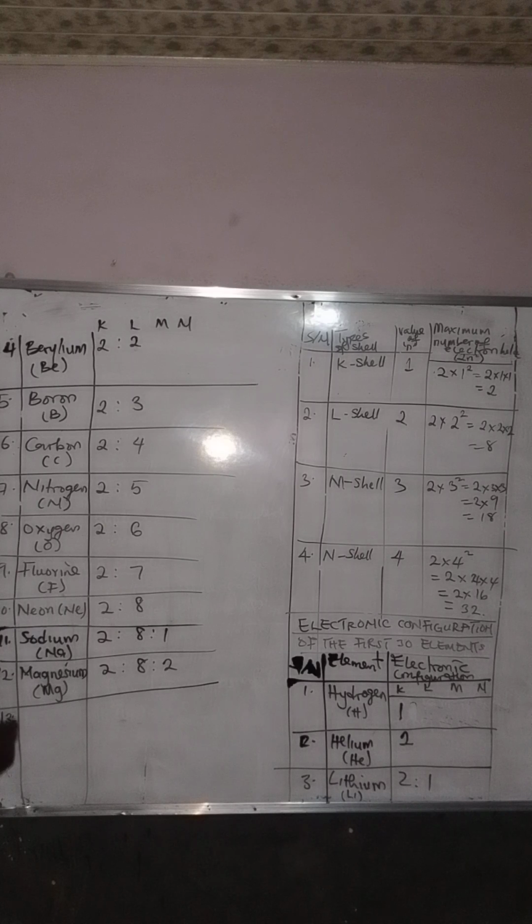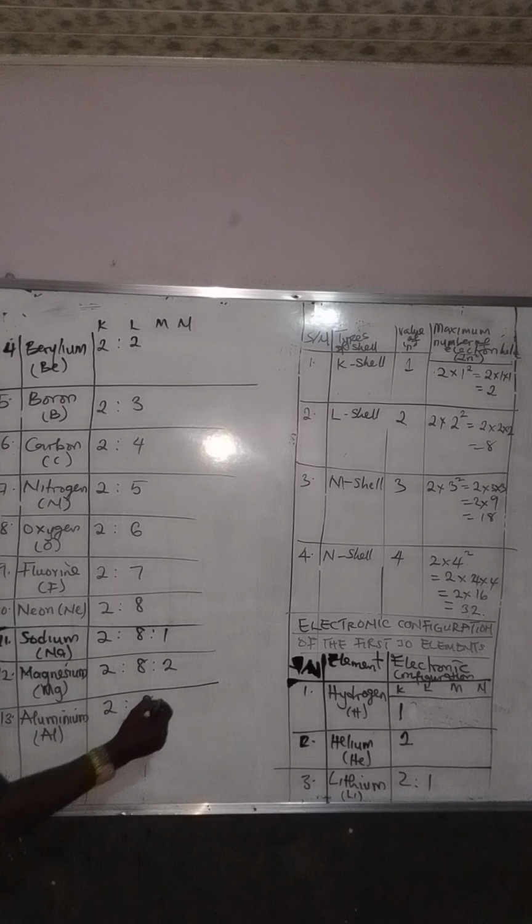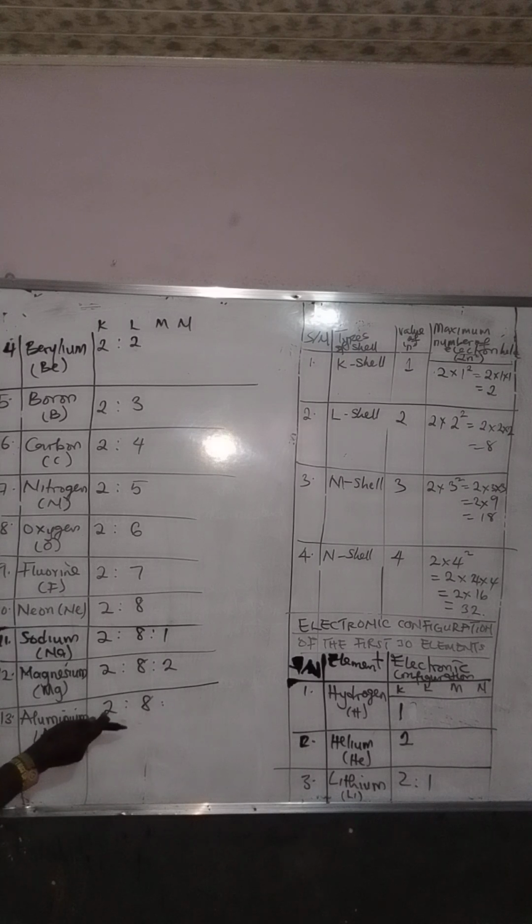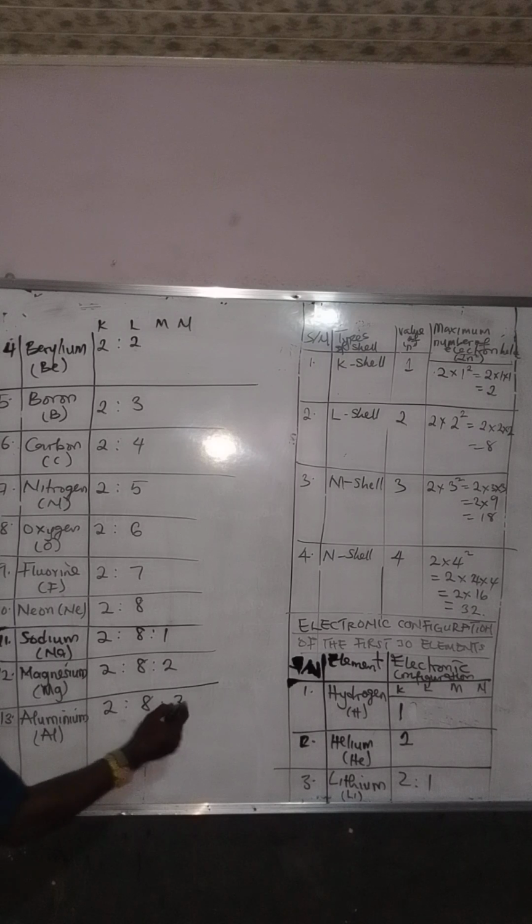The next one is what? Aluminium. Aluminium, Al. Now this one has 13 electrons. 2 will stay here, 8 will stay here. So this is 8 plus 2, that's what? 10. It remains 3 to make 13. So that remaining 3 will stay here. Here I can carry 18. So 3 can stay where 18 can stay.